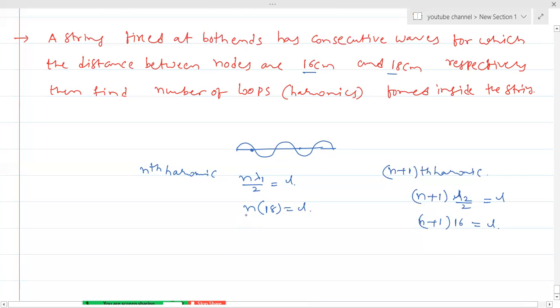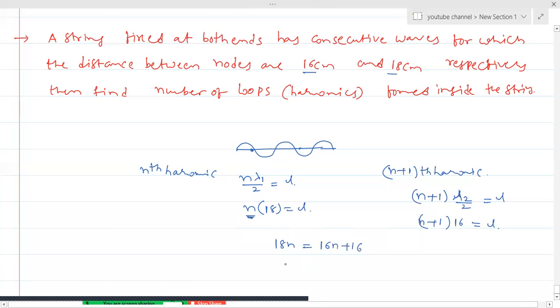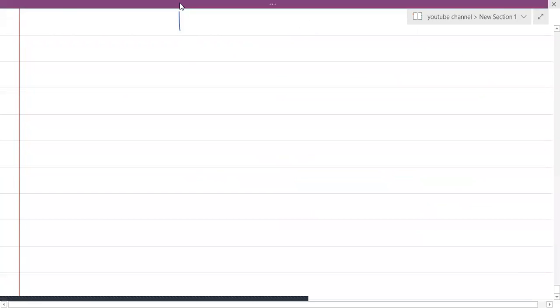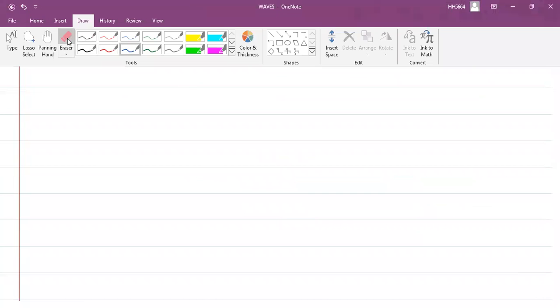Comparing the two, 18n equivalent to 16n plus 16, or we get 2n equivalent to 16, or else we will get n equivalent to 8. So in this way we will do the problems here.